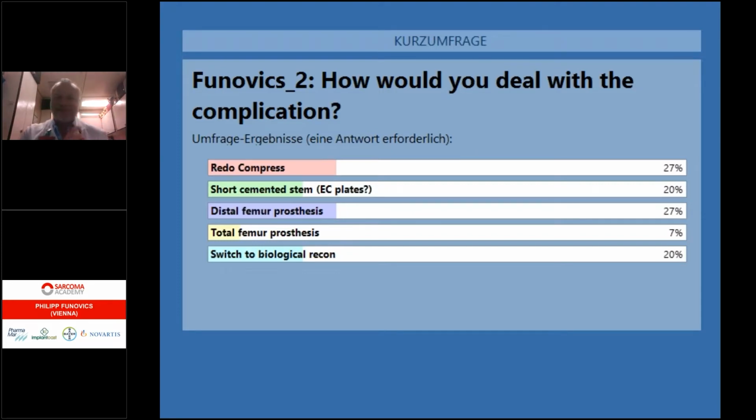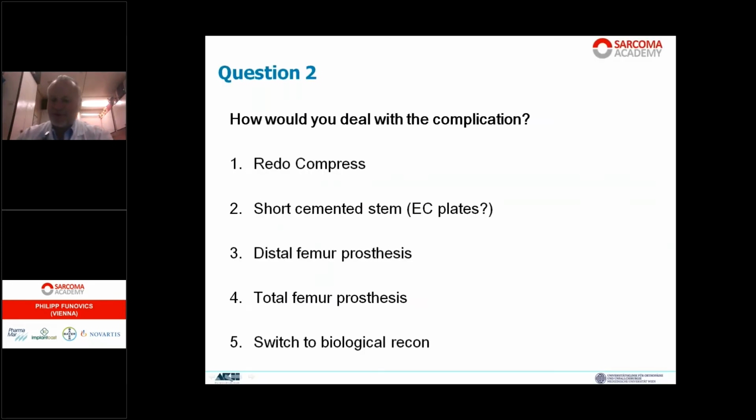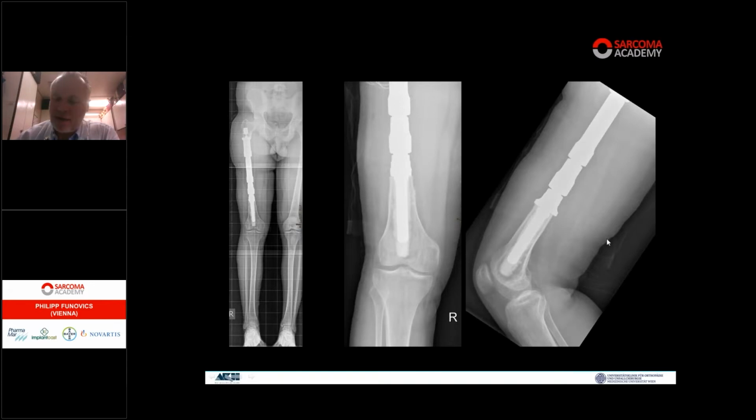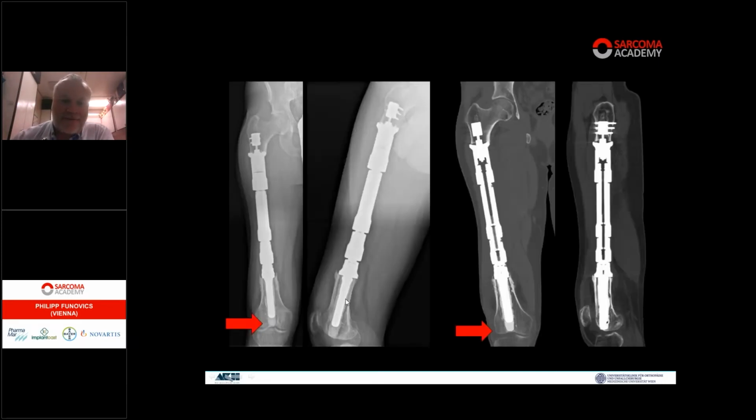Very interesting. So the majority of you would have switched to either redo the compress or distal femur, which was equally distributed. We didn't dare to actually redo the compress system, so we switched to a short cemented stem. Unfortunately, in that system, it does not provide extracortical plates. So probably happened what had to happen, and the stem had aseptic loosening.